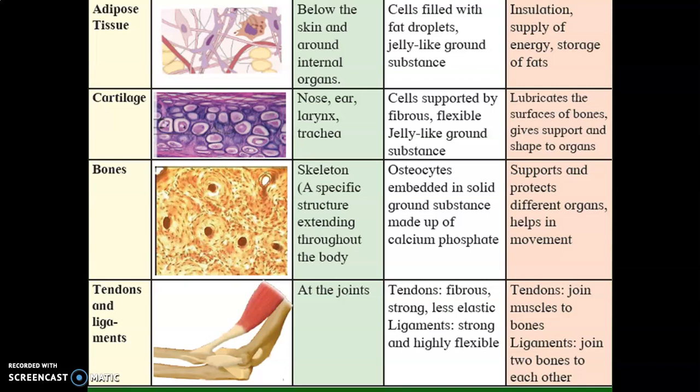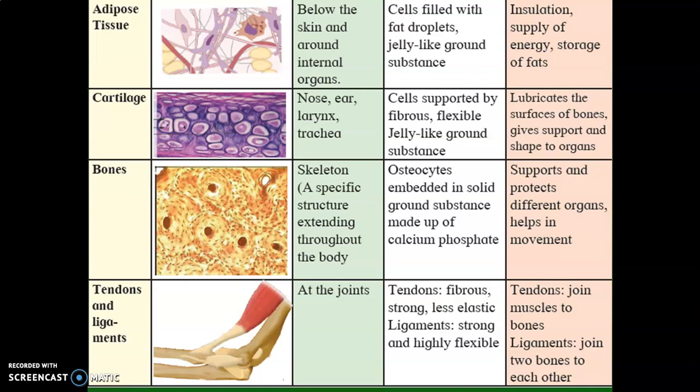Moving further, we have the adipose tissues which are present below the skin and around the internal organs. These are cells that are filled with fat droplets, with a jelly-like ground substance. So adipose tissues are basically connecting tissue having a layer of fat around them. Okay, so what they do is insulation. You all know that our body's temperature is always maintained constant, and this is because of the fat layer that we have.